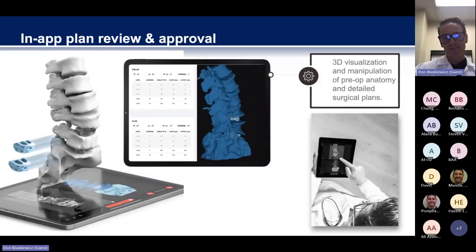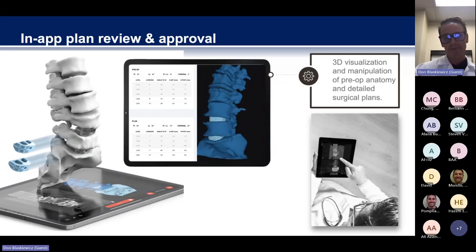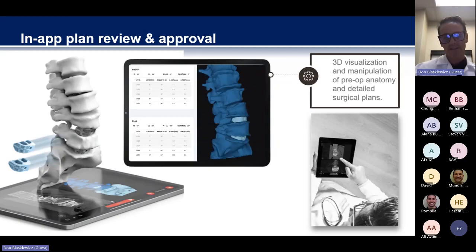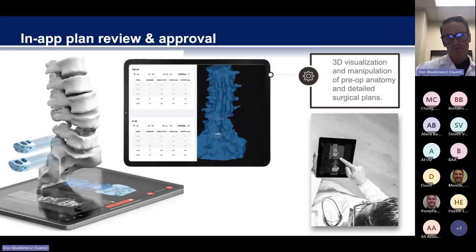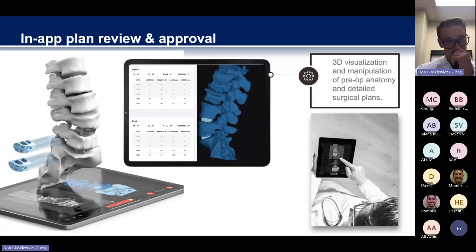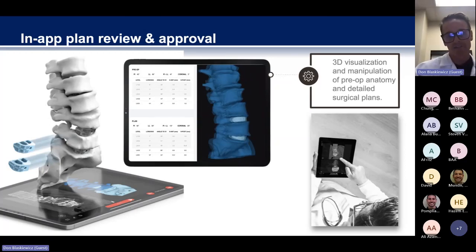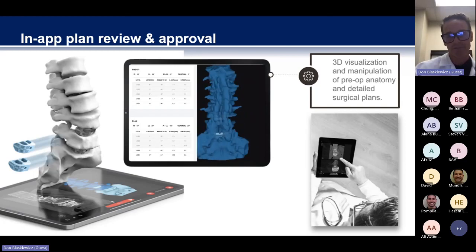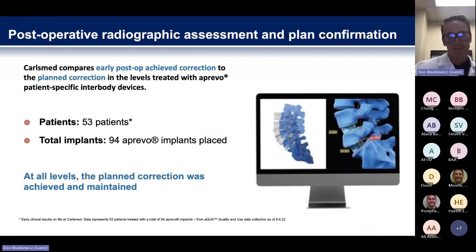And with this, it's really nice. We have an app. I have an iPad, and I can also do it on my iPhone. You can go through and look at each planned cage. You can look at the pre and post-operative images and make any plans as you need. So this was a post-operative radiographic assessment and plan confirmation, looking at 53 patients with 94 implants at all levels. The planned correction was achieved and maintained.